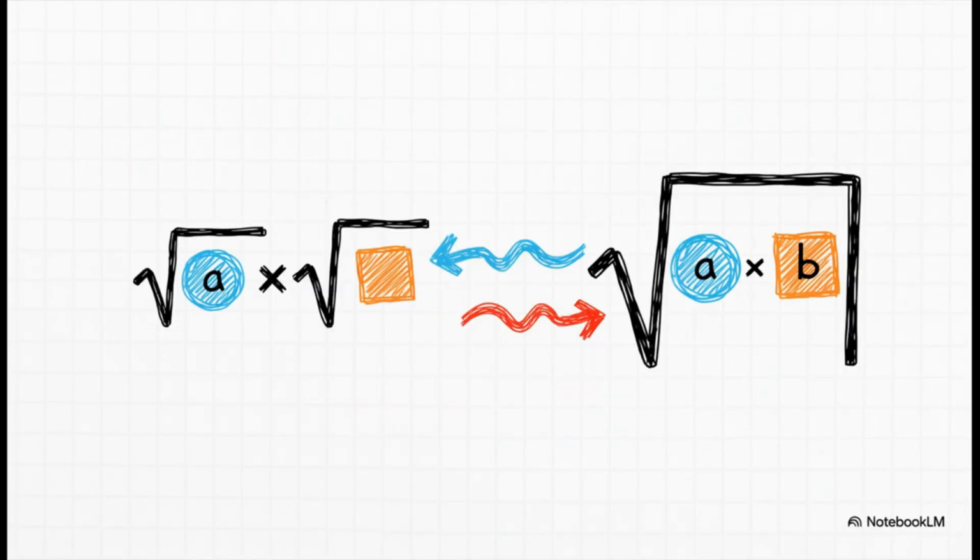So the rule is actually pretty simple. The square root of a times the square root of b is the exact same thing as the square root of a times b, all under one roof. This means you can either mash 2 separate roots together, or you can take one big one and split it apart. It is an incredibly handy tool to have in your back pocket.